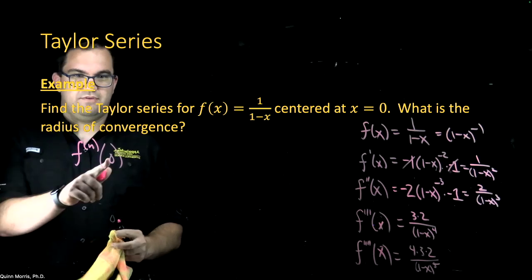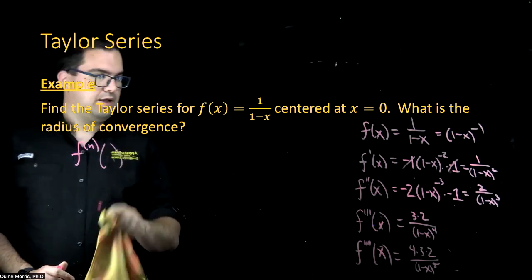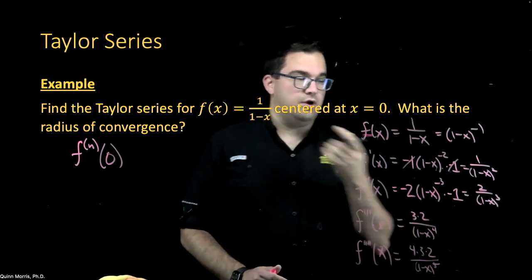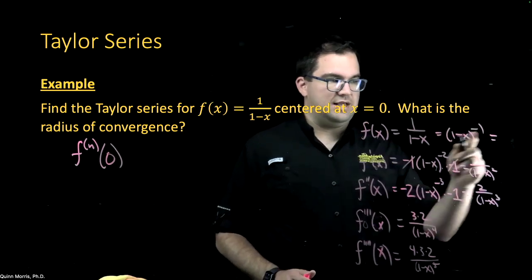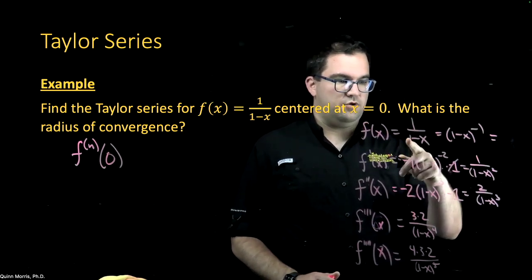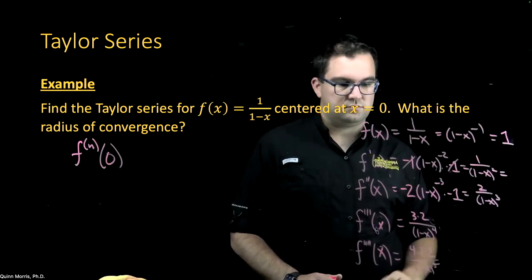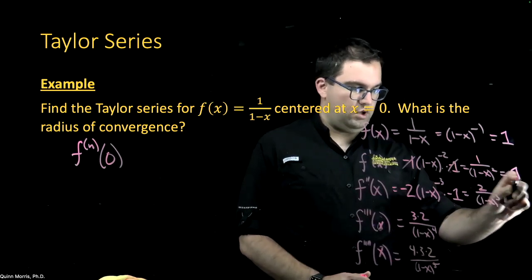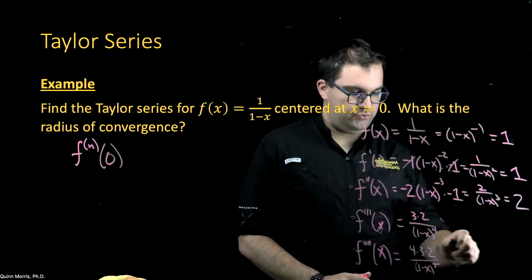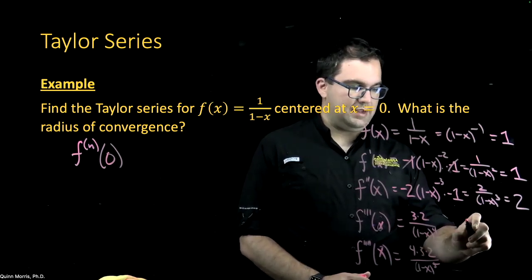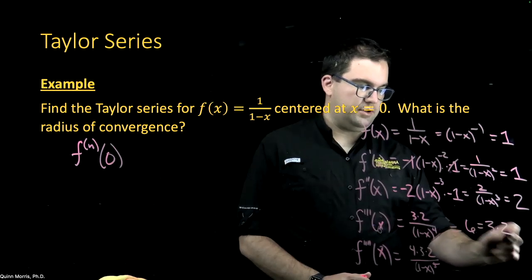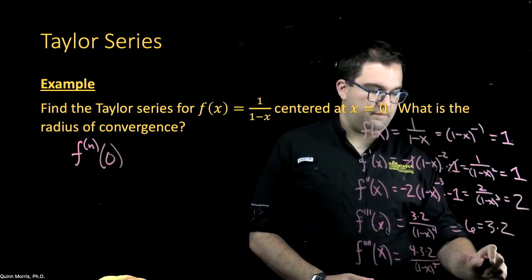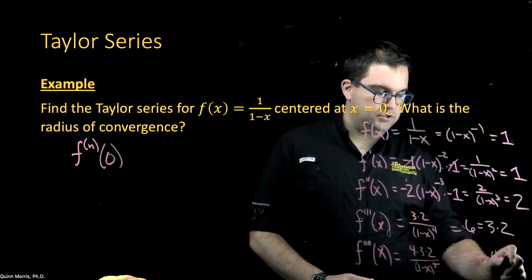Okay, so I want to eventually get this evaluated at 0. So let's see, what would happen if I evaluated each of these at 0? If I evaluated the function at 0, that would just give me 1 over 1 minus 0. That would give me 1. If I evaluated this at 0, I would just get 1. If I evaluate this at 0, I get 2. Evaluate this at 0, I get 6. Might be helpful to note again that that's 3 times 2. And here I would get 24, because that's 4 times 3 times 2.